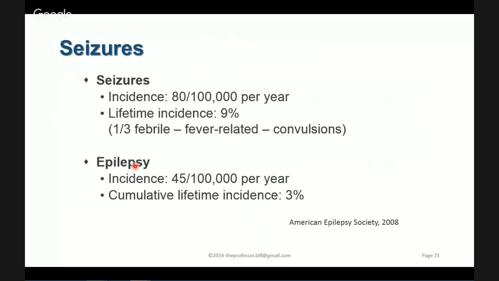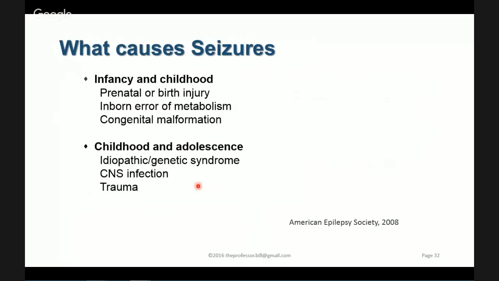Epilepsy, though, where you've had more than 2 seizures, has a lower incidence, about 45, not quite half of what it is for seizures, but about 45 out of 100,000 individuals per year. The cumulative lifetime incidence is much lower as well. About 3% of individuals will have it at some point in their life if they are predisposed to having epilepsy. So it's not a rare disorder. Some of it is genetic, not all of it, but it is actually more common than we give it credence for. So there are lots of different things that cause seizures.